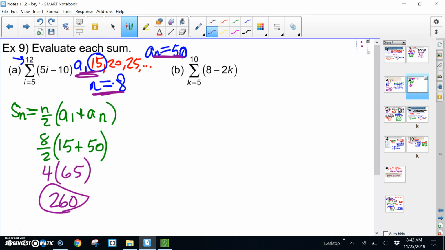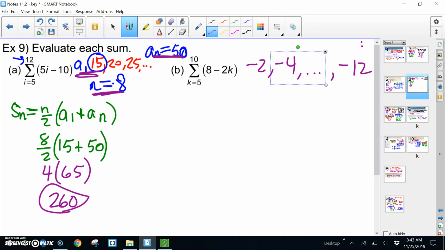So again, what you could do is just start plugging numbers in. If I plug in 5, that's going to be 8 minus 10 is negative 2. If I plug in 6, that's 8 minus 12, that's negative 4. I could go on and on. I could plug in the last term, plug in 10, that's going to be 8 minus 20, that's negative 12. If you really wanted to, you could plug all the numbers in and just take the numbers and add them up. Okay? That would be the lowest level of thinking that you could do.